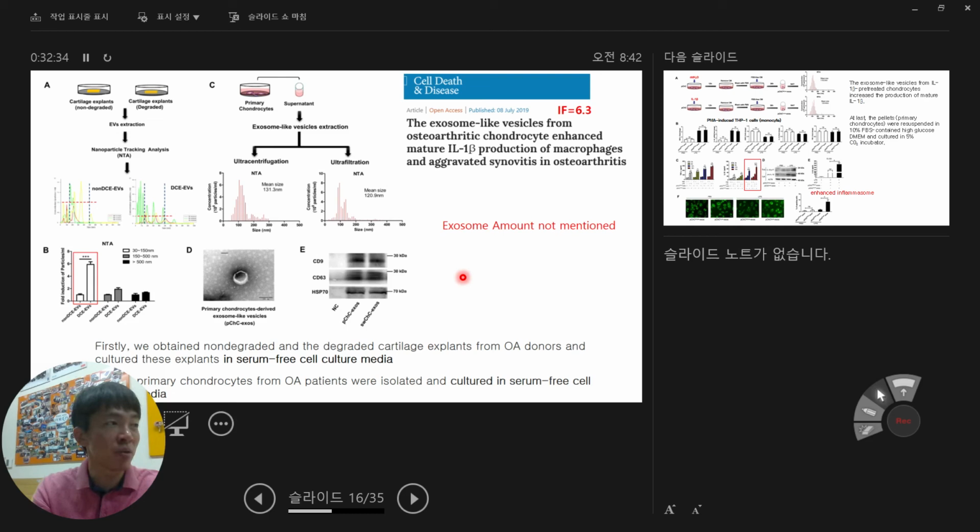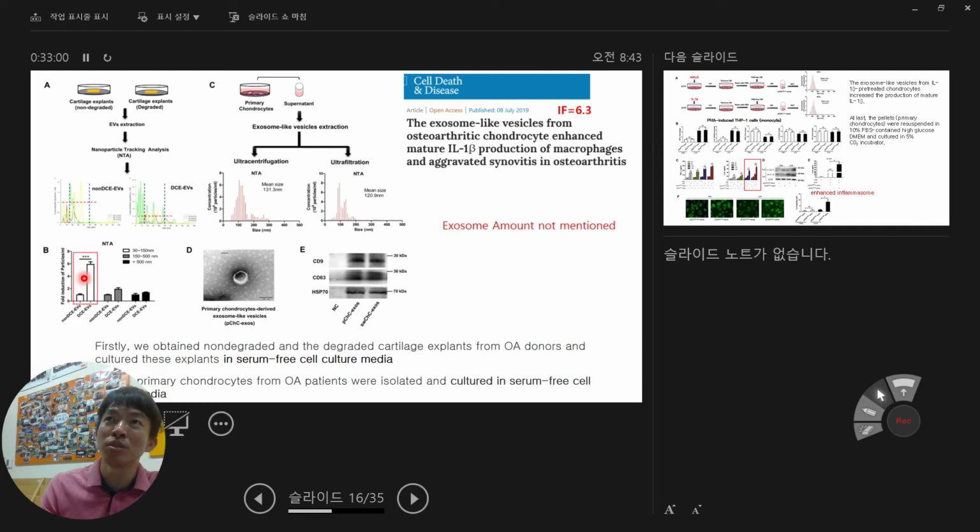In this paper, they take non-degraded cartilage, normal cartilage and degraded cartilage, and then they collect the EVs and check their EV quantification. They find that the degraded cartilage EVs have more particles in the lower size range. They found that they have more exosomes.